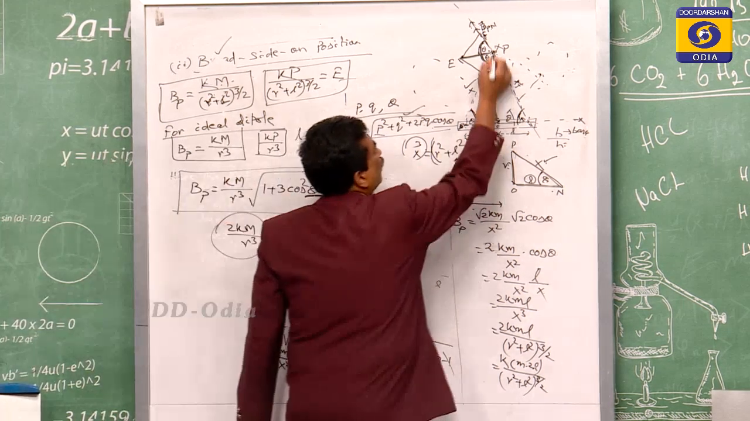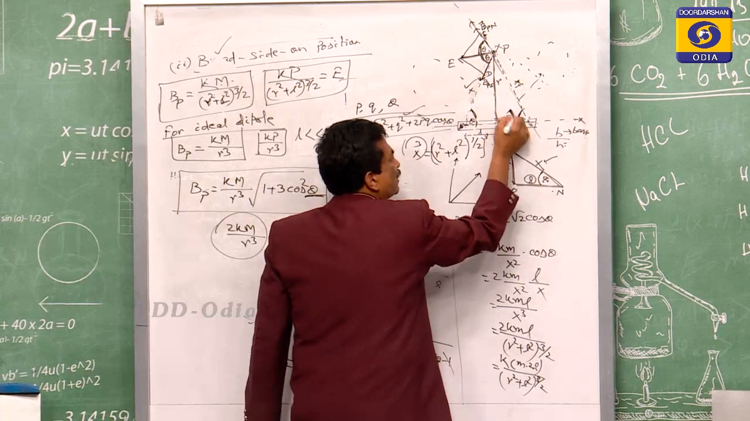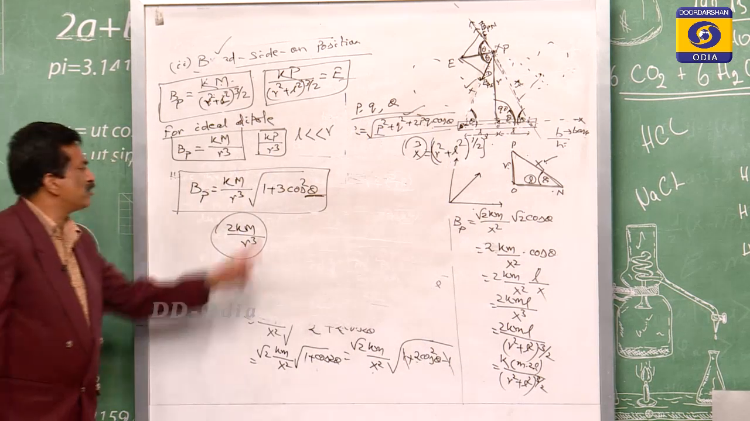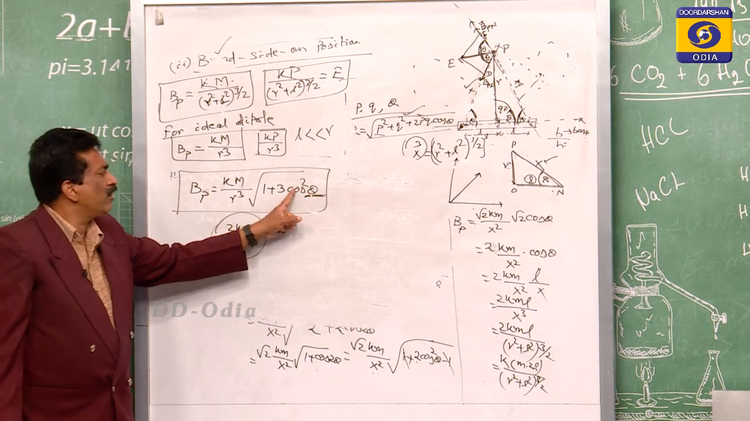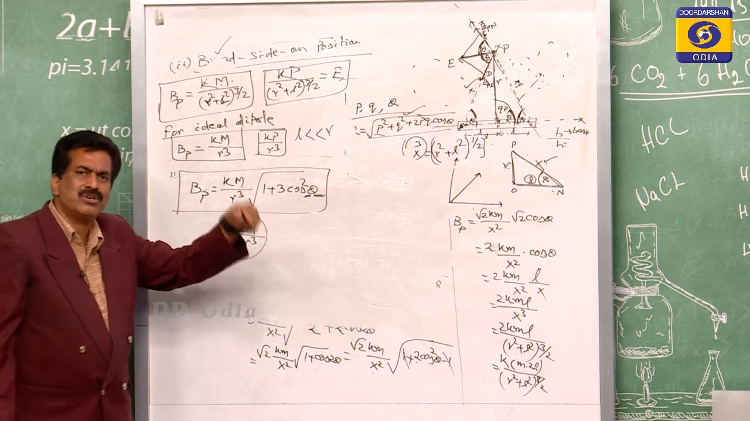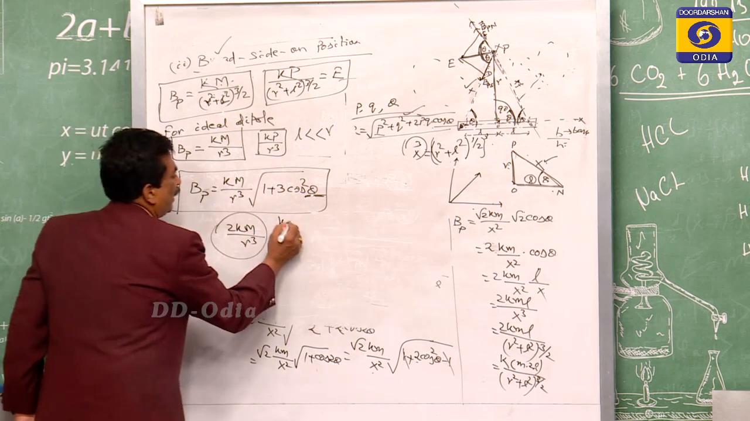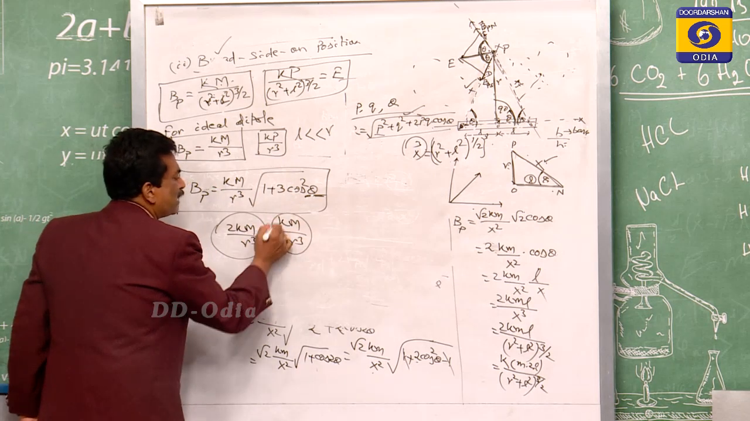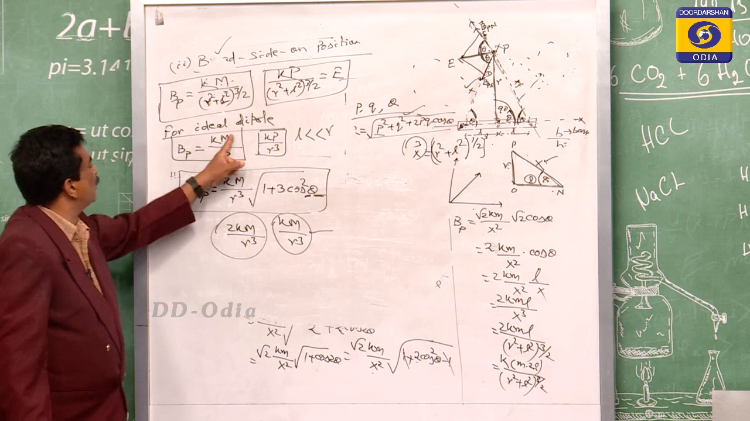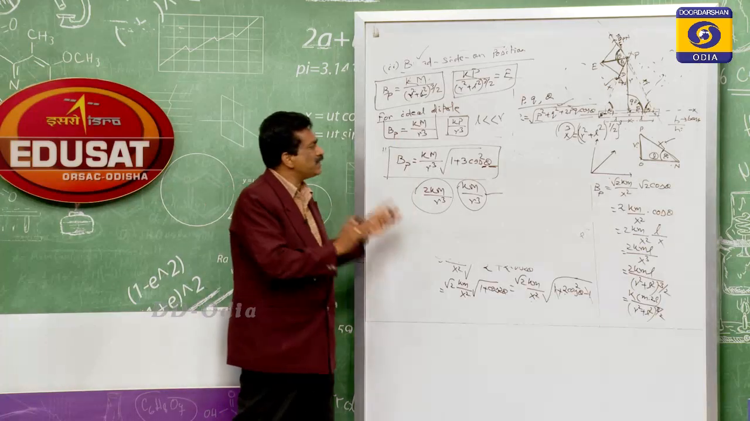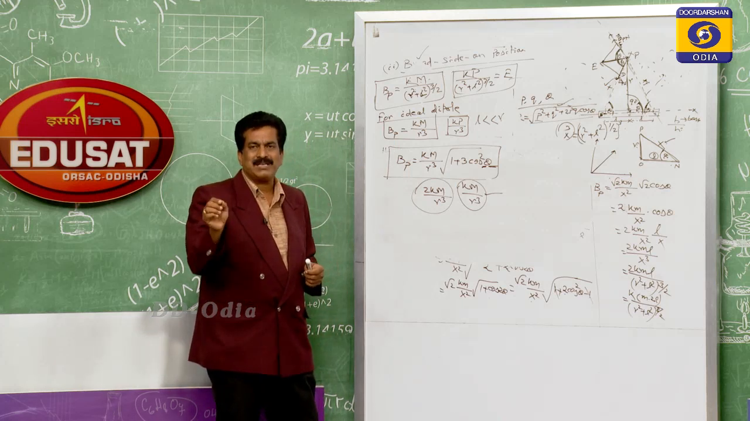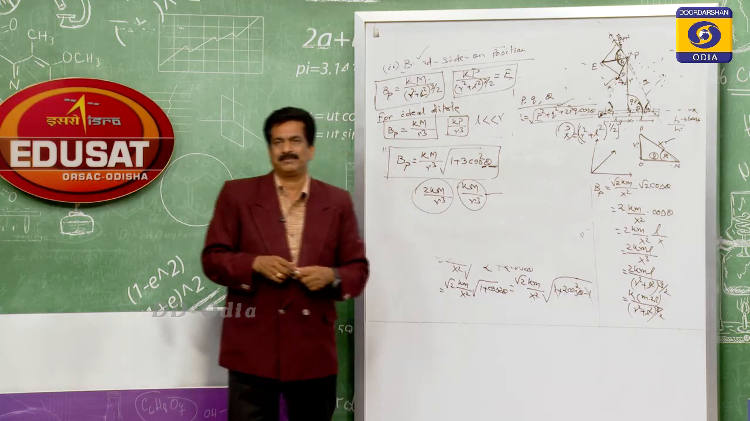Sir, if that is the broadside position, instead of this theta, for the broadside position, that theta will be 90 degrees. So if you put theta as 90 degrees, cos 90 is 0. So 1 plus 0 is 1, 1 root over is 1. So that is equal to K m by r cubed. This K m by r cubed is for the broadside position. So these are the different ways for any position, the axial position and the broadside position.